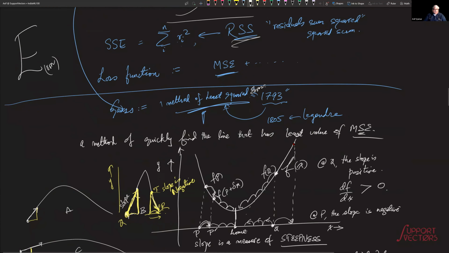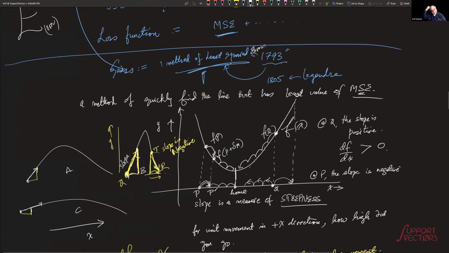So given the error, the question is, how do you get to the bottom? How do you minimize the error? You can't just be drawing random lines and checking which one best fits your data. So what you do is you actually go into the hypothesis space and you do something called gradient descent.